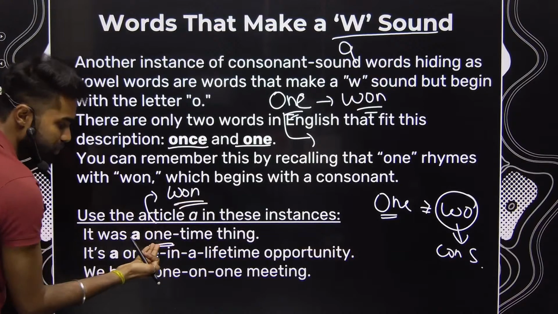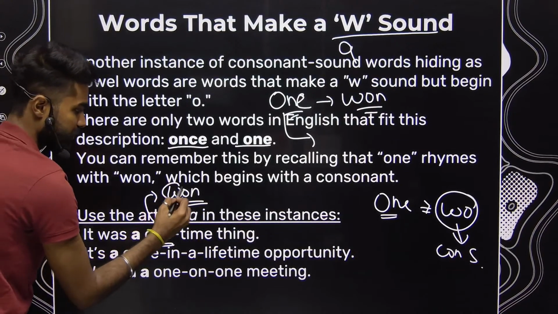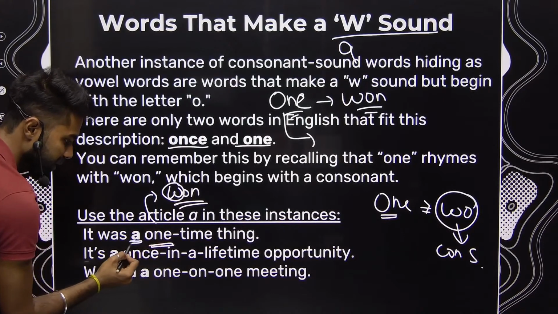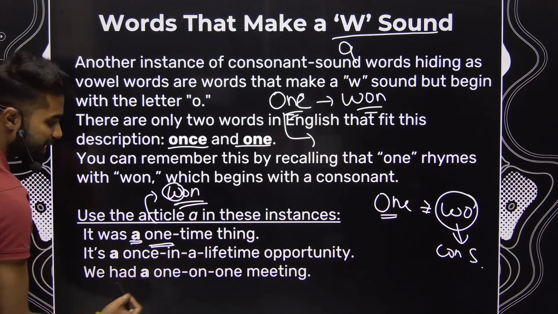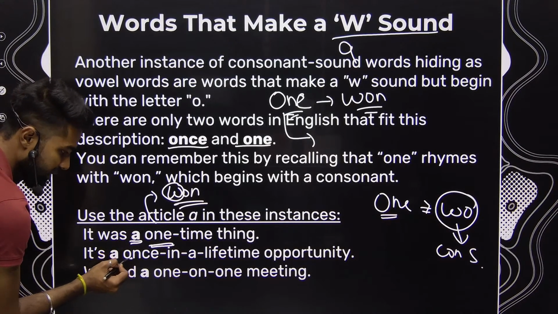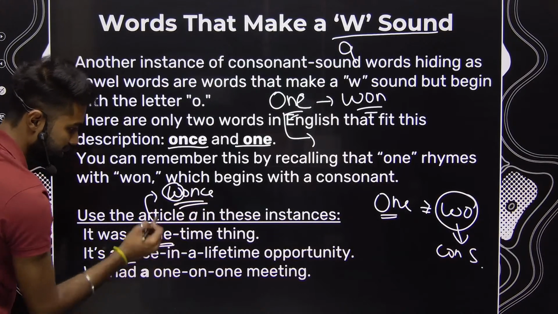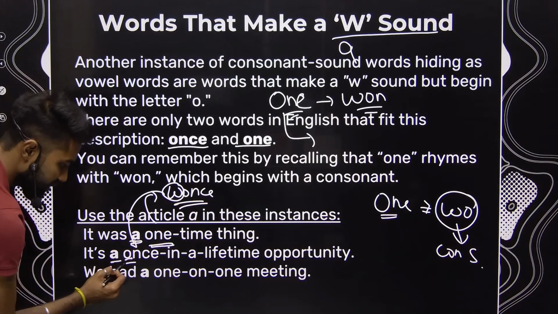This is the sound produced here. One. See? So this is a consonant sound, and I'm using a before it. See, once in a lifetime opportunity. It's a once in a lifetime. Even though this is a vowel, what sound is it producing? Again, once, W-once here. So I'm using a before it.